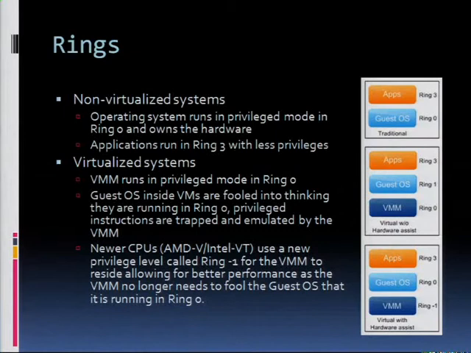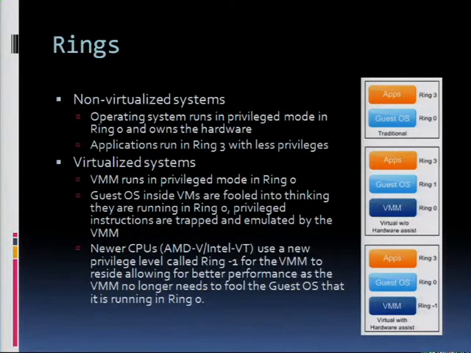So here's how rings relate in non-virtualized systems and virtualized systems. The little graphic basically shows that on a traditional server, ring 0 is where the guest OS resides, like Windows or whatever, and the apps all reside in ring 3. In a virtualized system, the virtual machine monitor runs in privileged mode in ring 0, and the guest OS is bumped up to ring 1. The virtual machine monitor, though, is basically fooling the guest OS into thinking it's running in ring 0. And then the middle one there is basically without hardware assist. That would be the binary translation method.